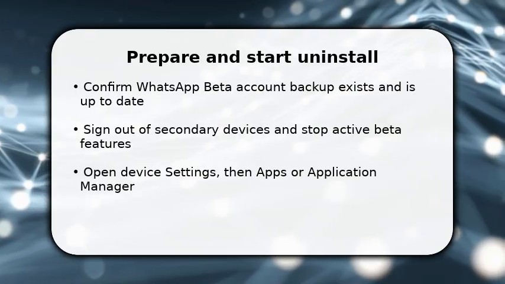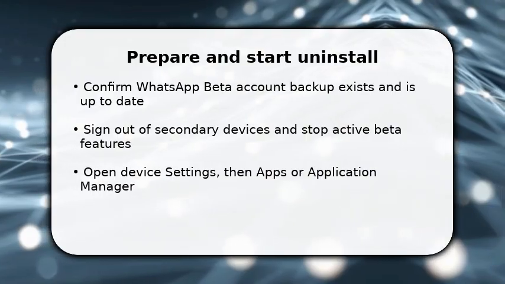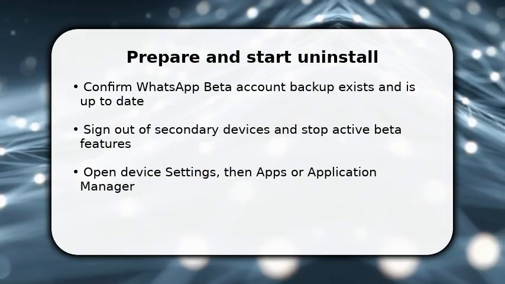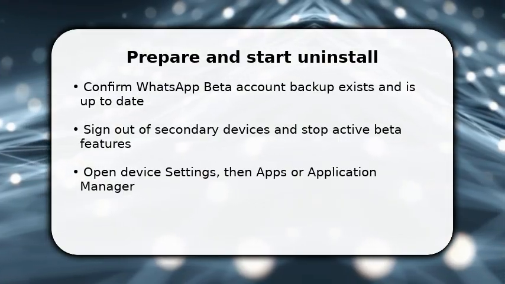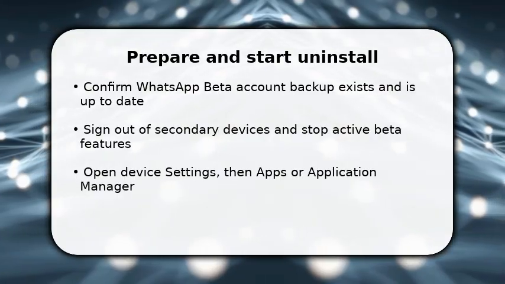Next, open Settings and go to Apps or Application Manager. You need to locate what's App Beta now. Tap the app to reveal storage and permissions. Don't uninstall yet. You're taking action early to preserve data. These steps make the rest predictable and reversible if needed.